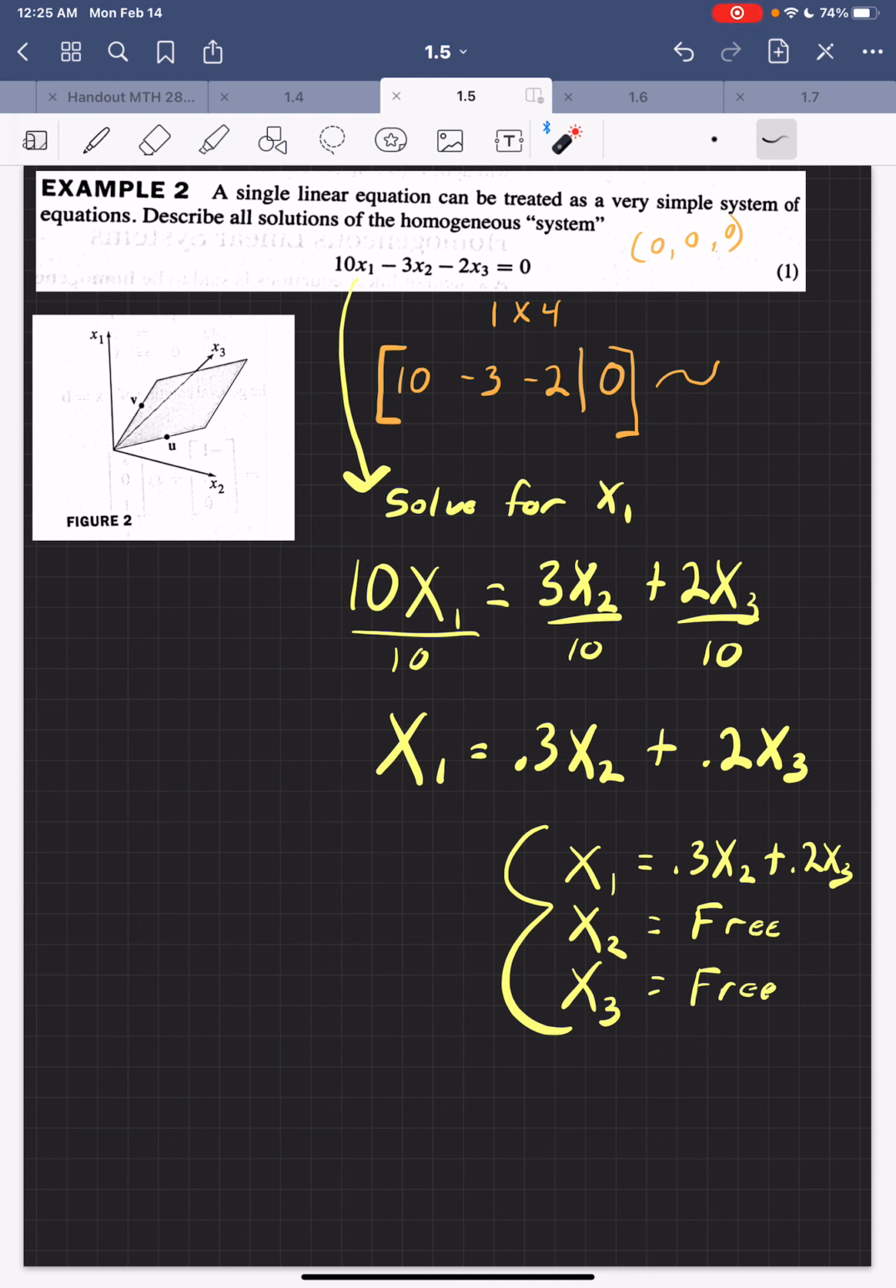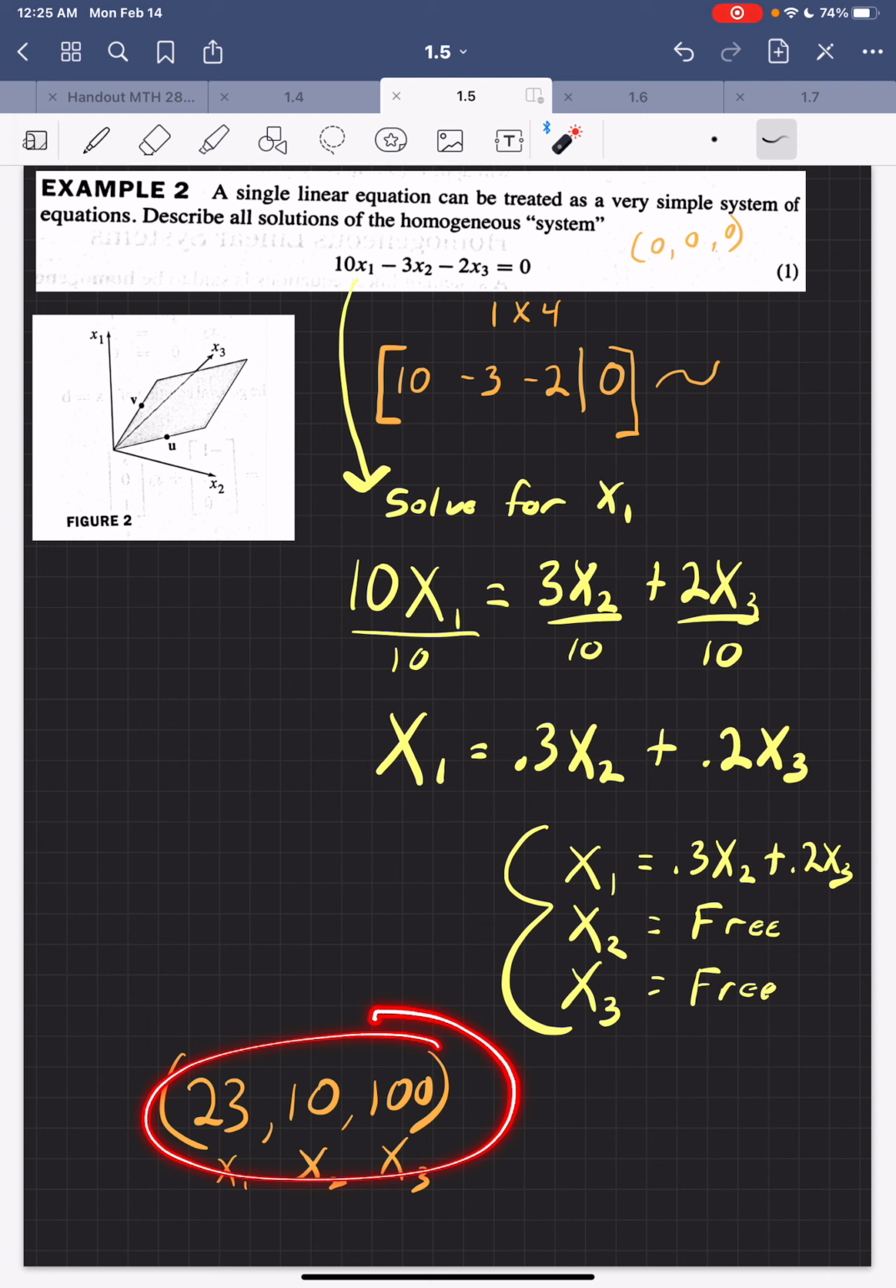But once you do, we're going to take a break. I'll just drop this on you before I start the next video. So take, for example, the point 23, 10, 100. X sub 1, x sub 2, x sub 3. Is that point a solution to this system?